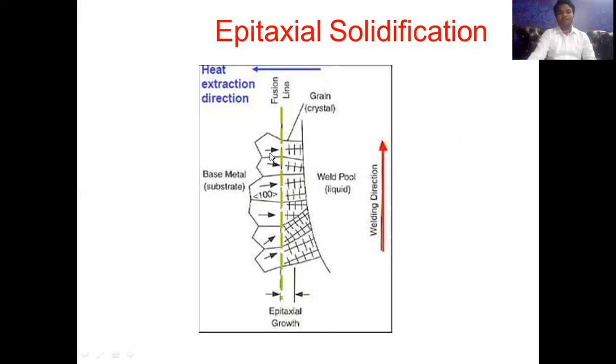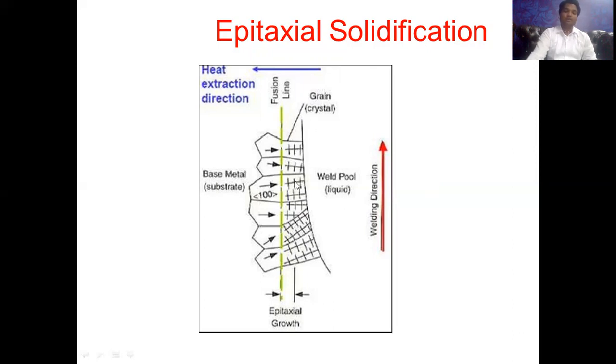This epitaxial growth, we can see, if this is the fusion line, this green line is indicated as the fusion line, and the direction of the arrow, if the direction is in this direction, the grain growth is in this direction. If this is in this direction, the grain goes in this direction. So this shows that the plane 100, which indicates either FCC or BCC, are the favorable grain growth structures. So this is the meaning of epitaxial solidification.